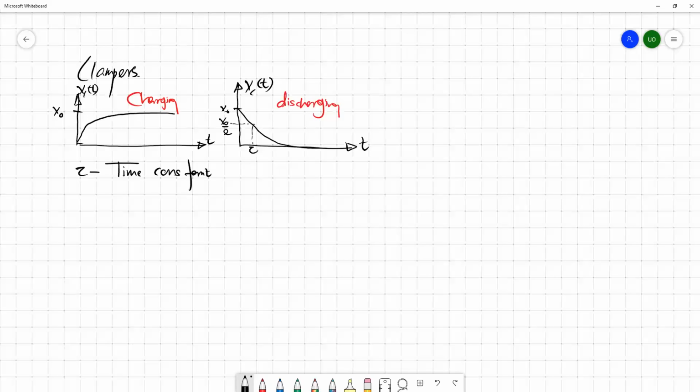For example, this capacitor is initially at the voltage of V naught, and in the discharging process, the voltage simply decreases and converges to zero. So there's a point where that initial voltage drops by a factor of e, V naught by e. This particular time is called the time constant.